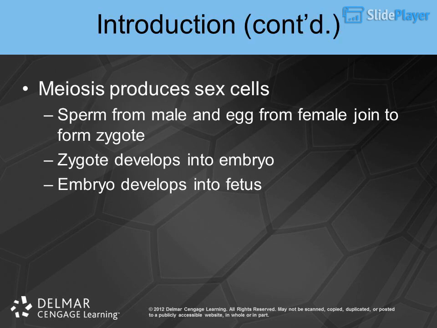Meiosis produces sex cells. Sperm from the male and egg from the female join to form a zygote. The zygote develops into an embryo. The embryo develops into a fetus.